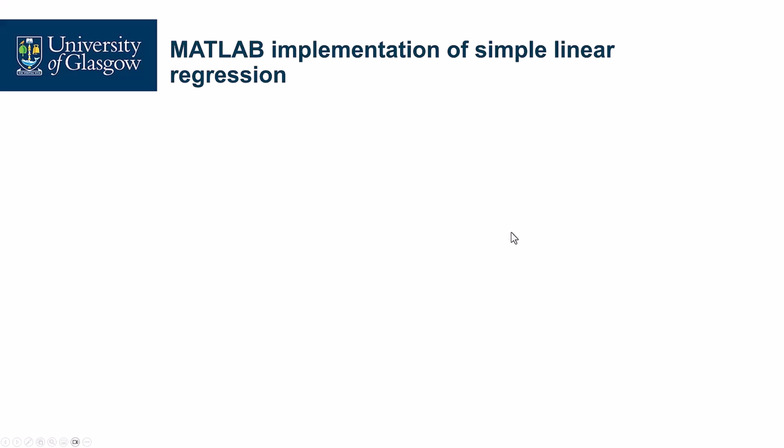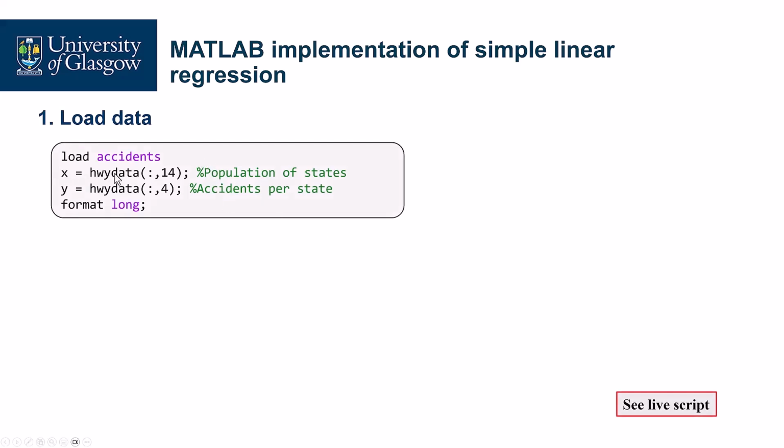So now we can first load the data. These are the built-in data in MATLAB, so you can load the data here. And then we select the necessary data, the population of states, and the fatal accidents per state. So X and Y are prepared.